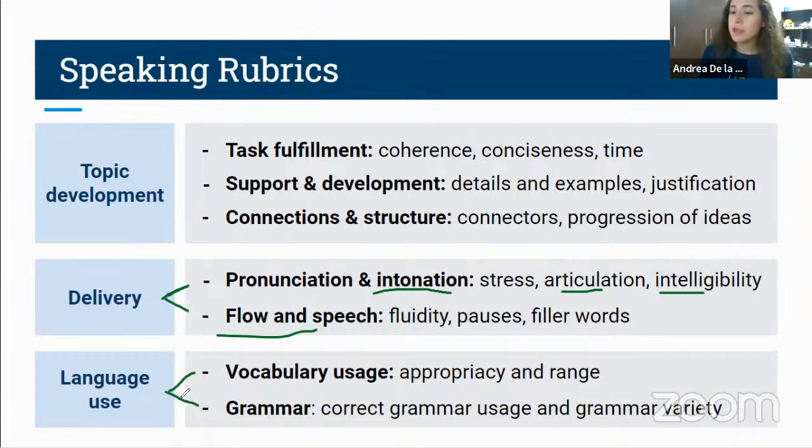Thank you. So language use is related to the tools that you use to speak. So this includes vocabulary and grammar. Now, when I say vocabulary, of course it is important to have a wide range of vocabulary.